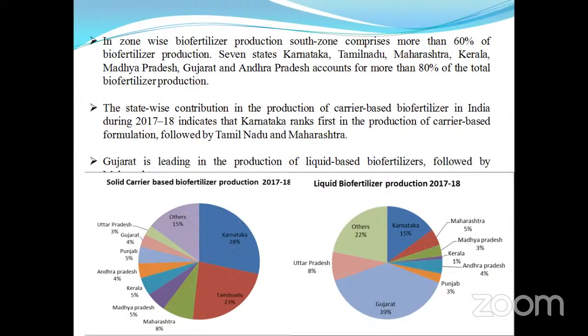You can see in the pie chart the state-wise contribution in the production of carrier-based biofertilizer in India during 2017-18. Karnataka ranks first in production of carrier-based formulation, followed by Tamil Nadu and Maharashtra. Whereas in liquid biofertilizer production, Gujarat is leading, followed by Maharashtra. 39% of liquid biofertilizer production occurs in Gujarat.